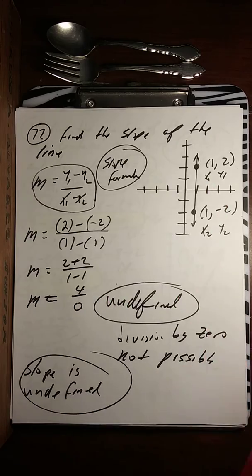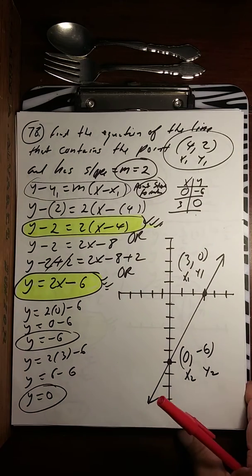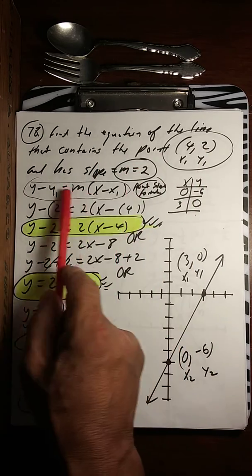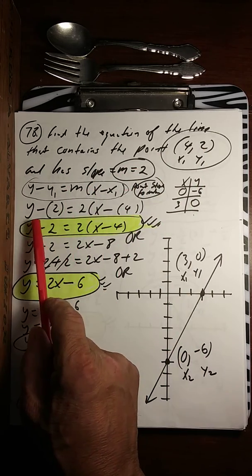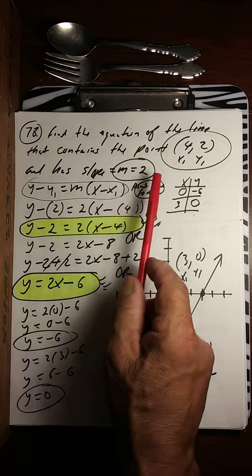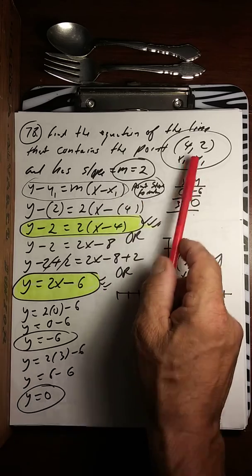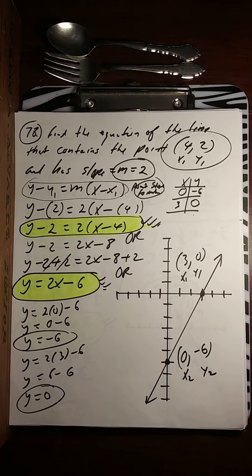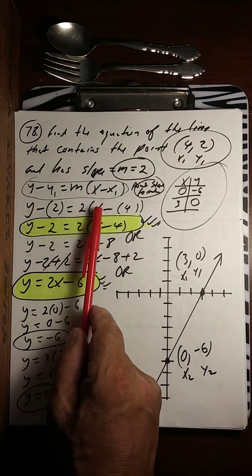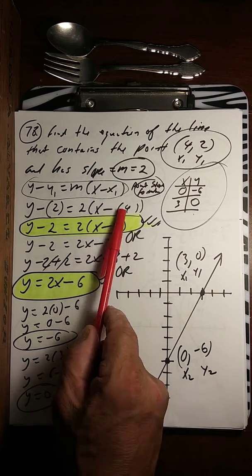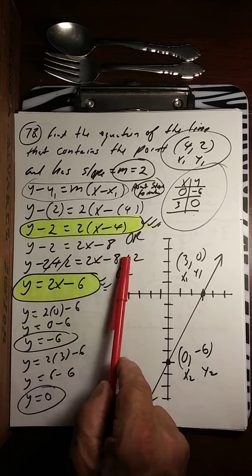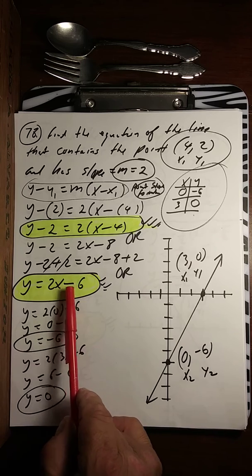This slope is undefined. Find the equation of the line that contains a point and has a slope. So the point-slope formula, there it is. So now let's put the numbers in there. So y minus 2, y1, m, and x minus x1. So now we'll put the numbers in there. 2 times x minus 4 is 2x, minus 8. Now we're going to add 2. So y equals 2x minus 6.